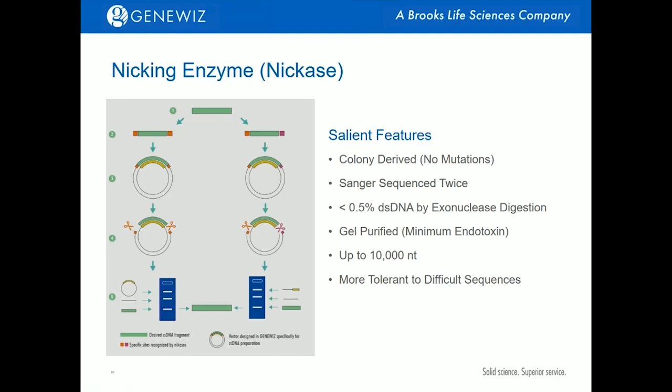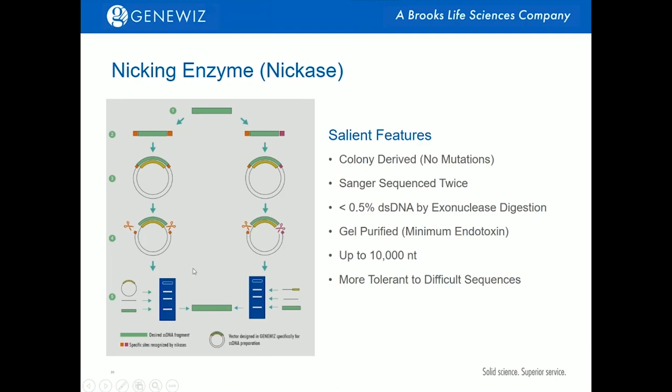As I said, this method is the way GENEWIZ chose to produce our single-strand DNA, for several reasons. First, all the single-strand DNA is colony derived. It starts with a single colony. We actually verify the sequence by Sanger twice. You can see before the Nickase digestion and after the Nickase digestion. So after we purify from the gel.